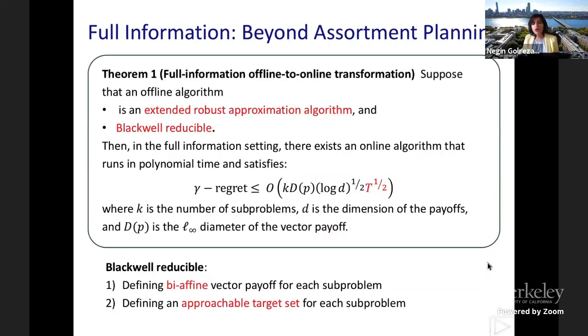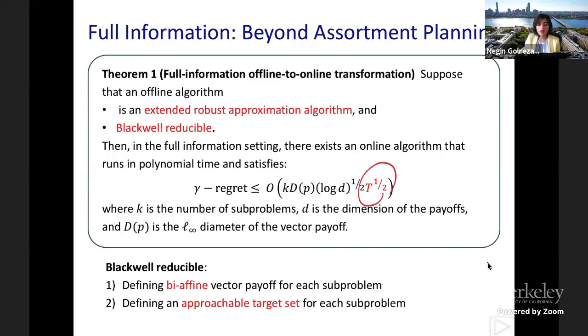And in fact, we can go beyond assortment planning. If I have a greedy algorithm that is extended robust, meaning that the error does not propagate, and it's Blackwell reducible, in the sense that for every subproblem I can define a Blackwell game with an affine vector payoff and with an approachable target set, then in that scenario I'm going to be able to get a square root T regret.